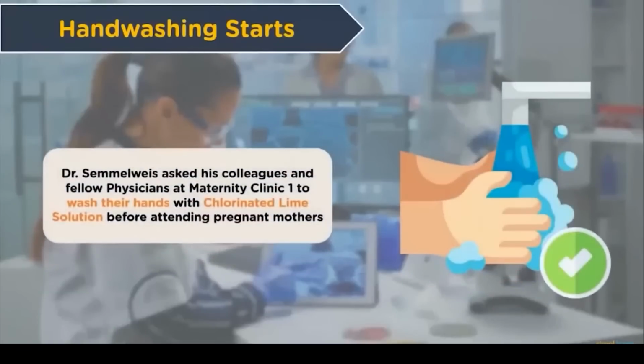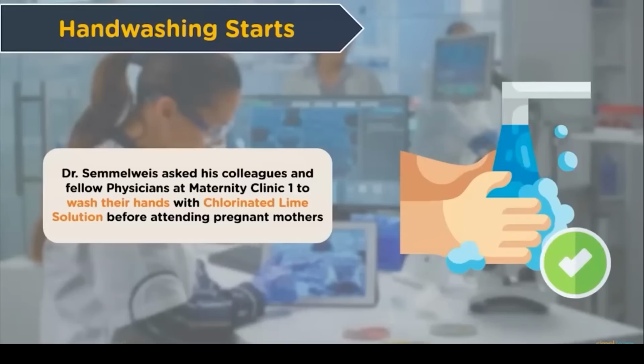So far, we have seen in our analysis till 1846. Dr. Semmelweis in mid 1847 asked his colleagues and fellow physicians at Maternity Clinic 1 to wash their hands with chlorinated lime solution before attending pregnant mothers, and the results were significant. So let's see the final analysis of Clinic 1 where Dr. Semmelweis practiced and how he was able to reduce the mortality rate.